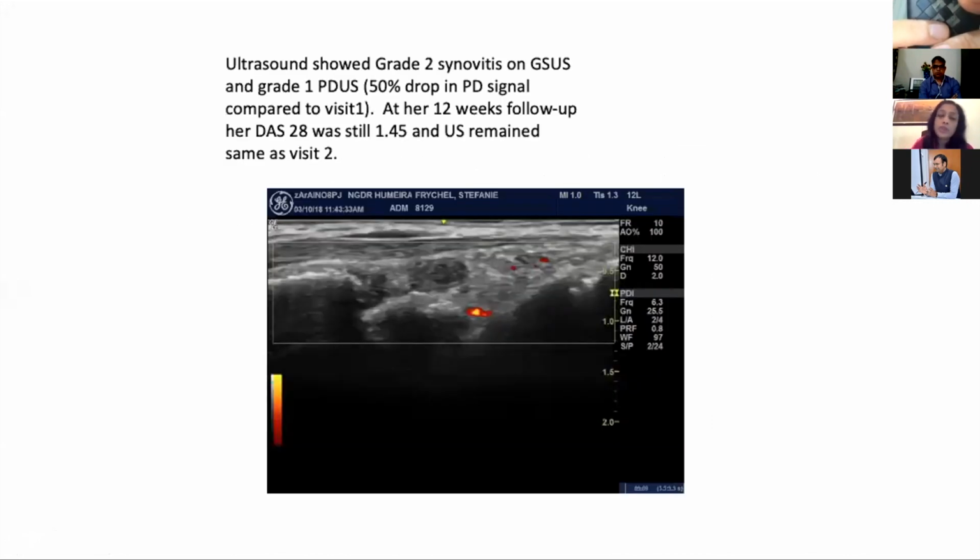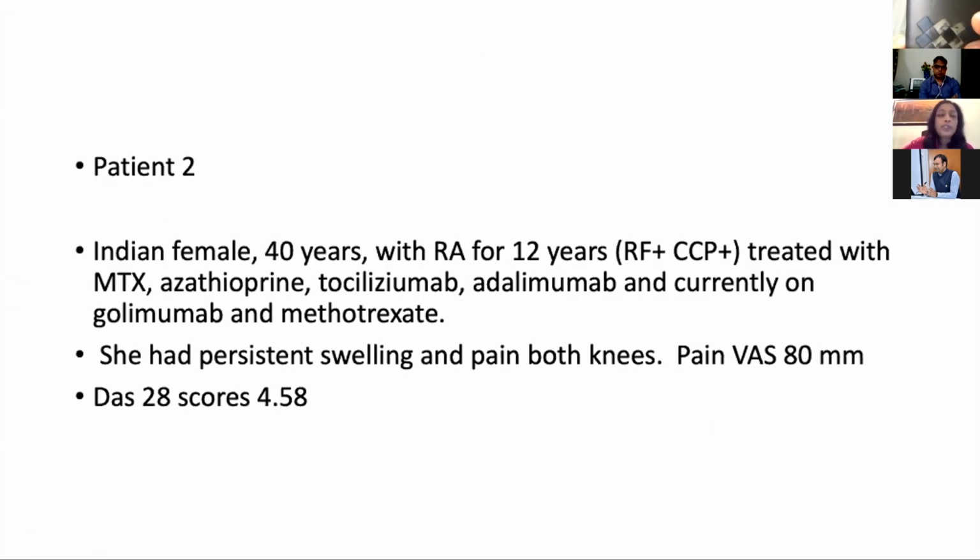Her ultrasound picture had also improved. Her grayscale synovitis had improved, but most importantly, her Doppler had improved vastly. Doppler improvement to us is a very big indicator of improvement, because Doppler being positive leads to more joint damage.